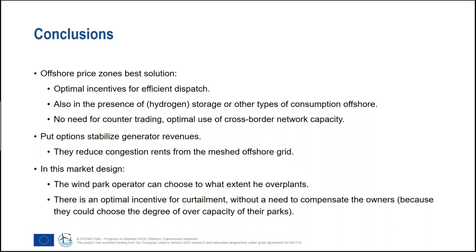A great advantage is also that in this market design, the wind park operator can choose to what extent he overplants. Overplanting doesn't cut his revenues because he's shielded against low prices during curtailment hours, while he can benefit from the available network capacity to sell more power when wind is less favorable, during lower wind conditions. That's quite important for society because it makes better use of the offshore grid and it provides more power during low wind conditions when there's a need for that power.